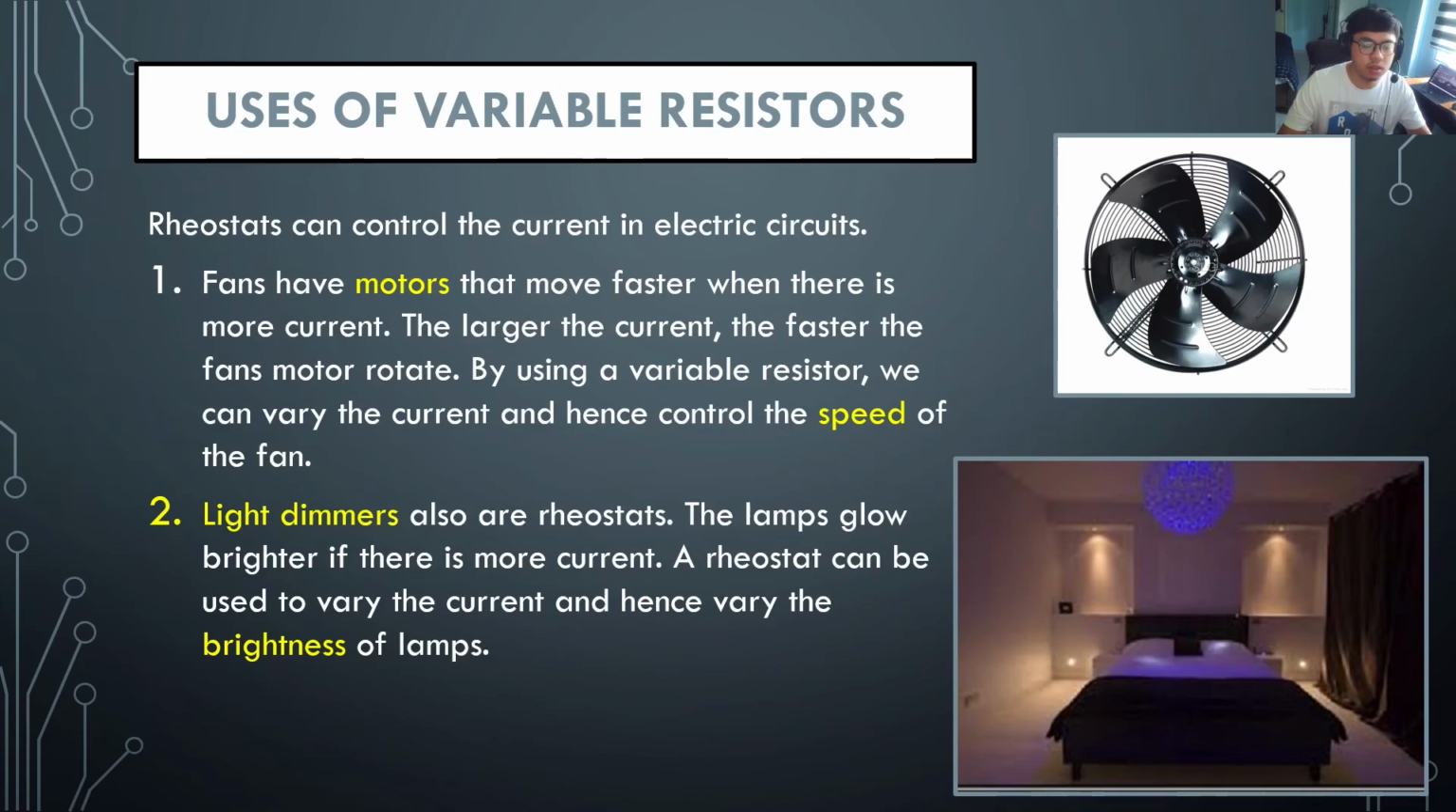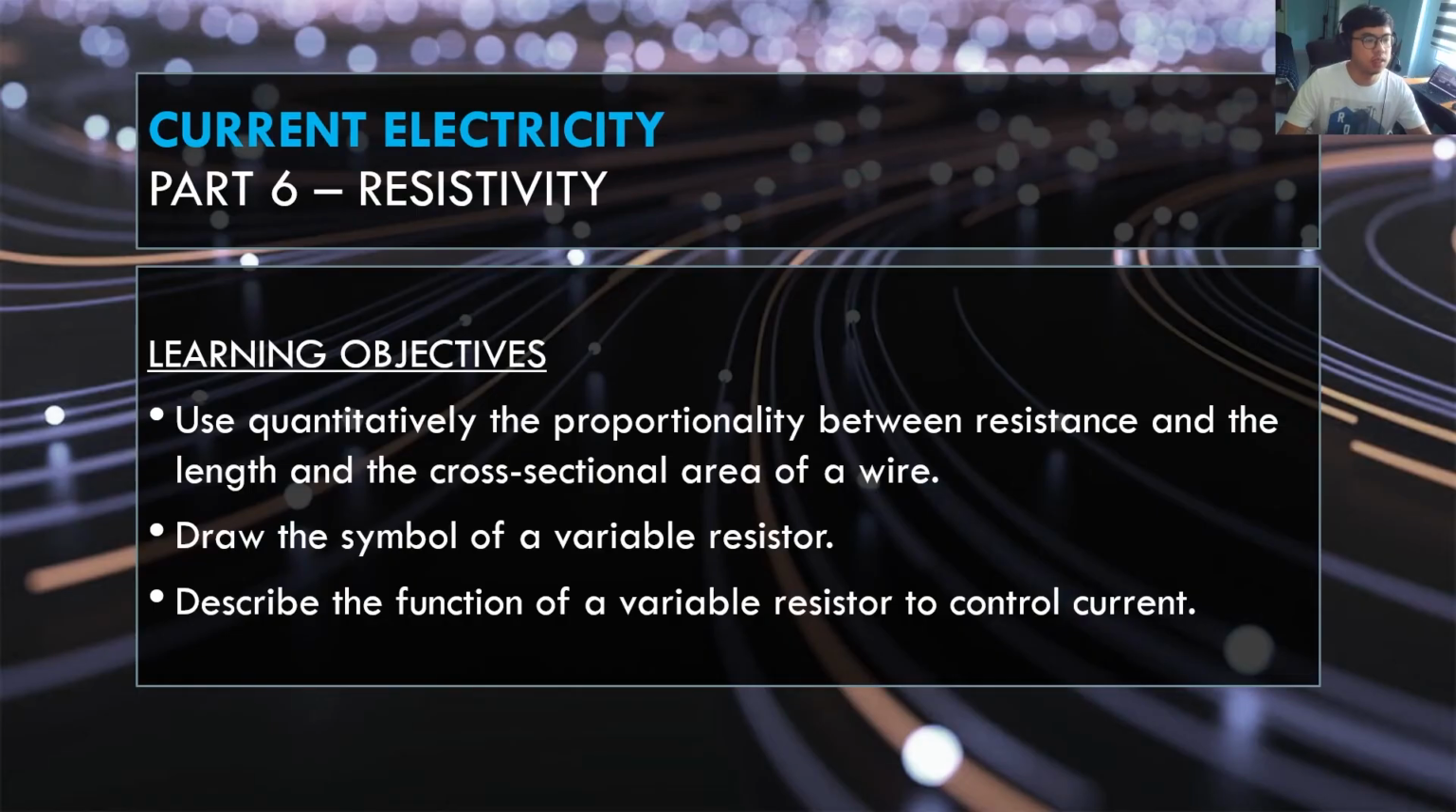Light dimmers also are rheostats. These lamps glow brighter if there is more current. A rheostat can be used to vary the current and hence vary the brightness of lamps. To summarize, we looked at the factors that affect the resistance of a wire. Make sure you remember that. We also looked at resistivity. If there's more resistivity, the resistance will be more. If there's less resistivity, the resistance will be less. We also looked at the length of the wire and how that affects the resistance. If it's longer, there will be high resistance. If it's shorter, there will be low resistance.